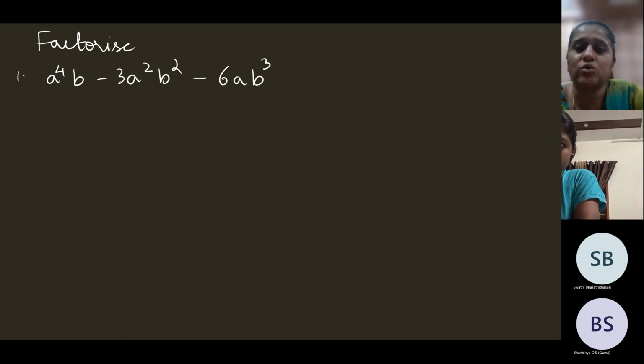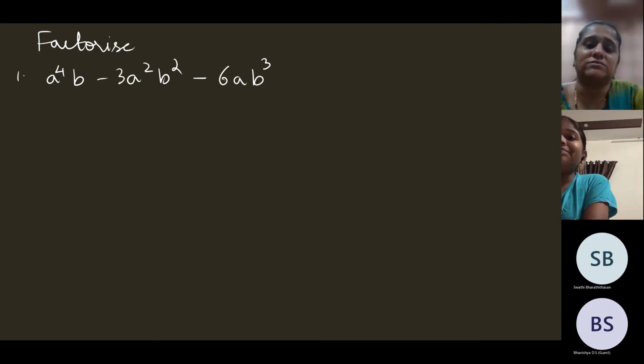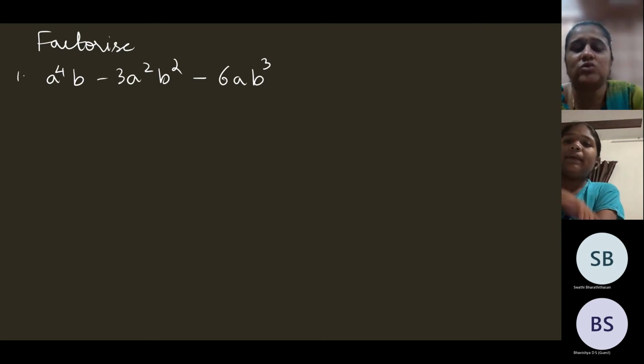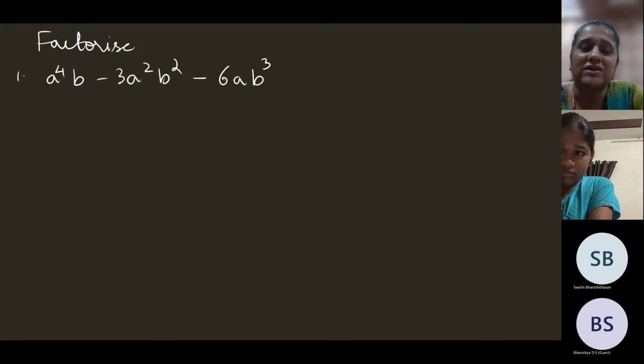Now, the golden rule in factorization is to take out the common factor. If the given expression, now we have an expression to be factorized, has a common factor, if all the 3 terms in this expression have something common, you should bring out that common factor. That is the first thing you have to do while factorizing the given expression.